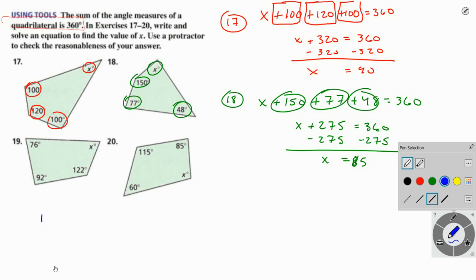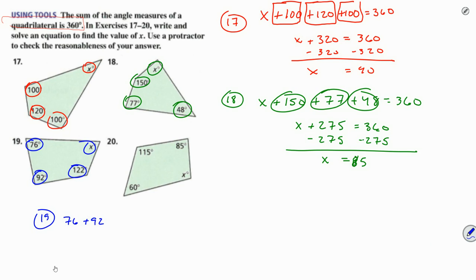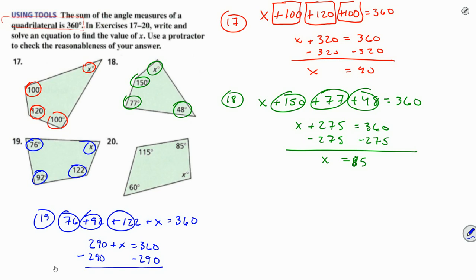All right, and number 19, still a quadrilateral, so this plus this plus this plus this. So 76 plus 92 plus 122 plus x equals 360. If we go 76 plus 92 plus 122, we get 290. 290 plus x equals 360, minus 290, minus 290, and we have x equal to 70.